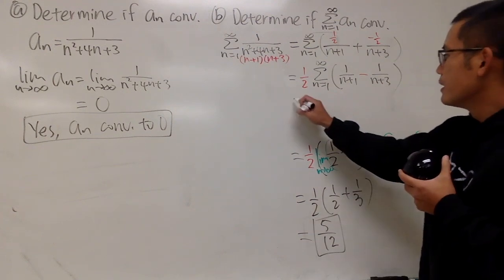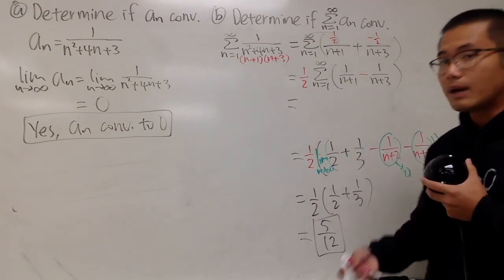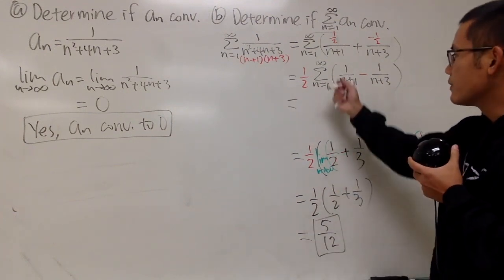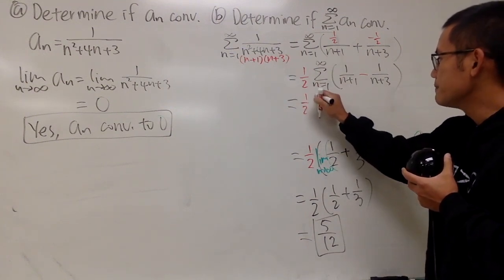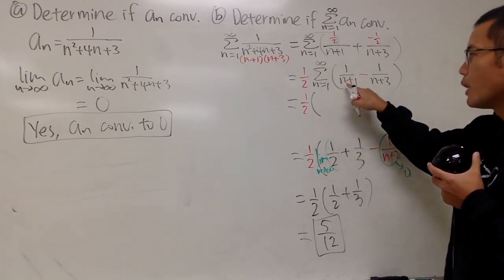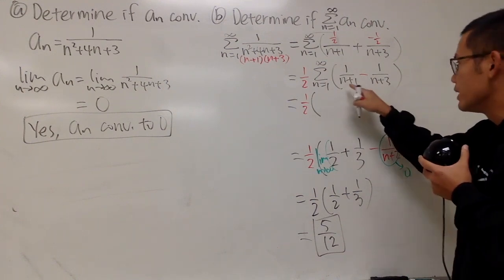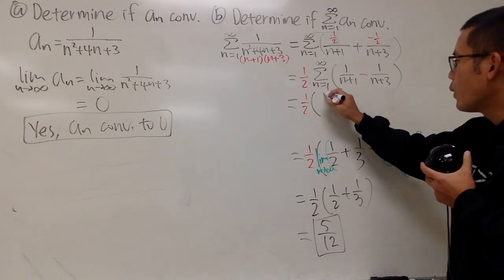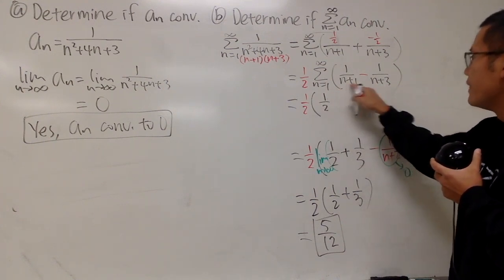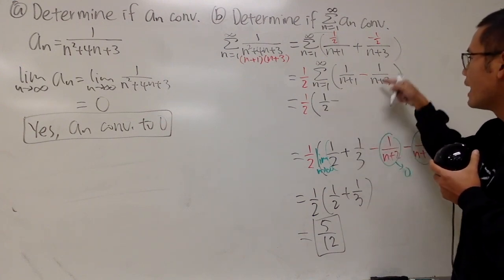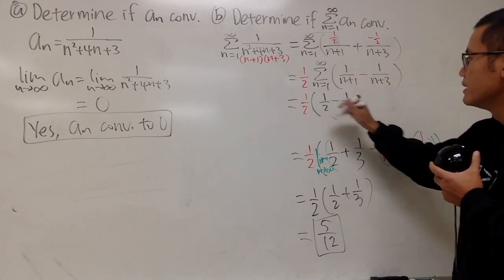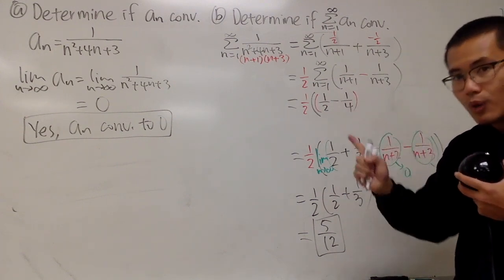Okay, so now that's okay to do if you would like, but I'll show you guys the write out. First of all, we have the 1/2 all the way in the front. When n is equal to 1, you put it both into the here and here. So we get 1/2 and then minus 1/4. This is when n is equal to 1.